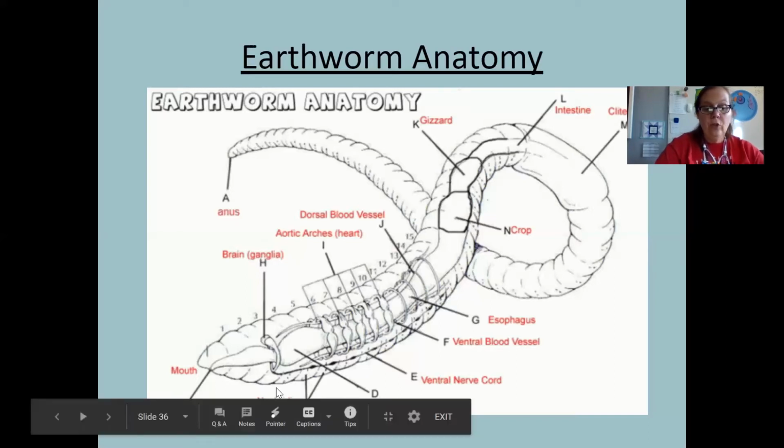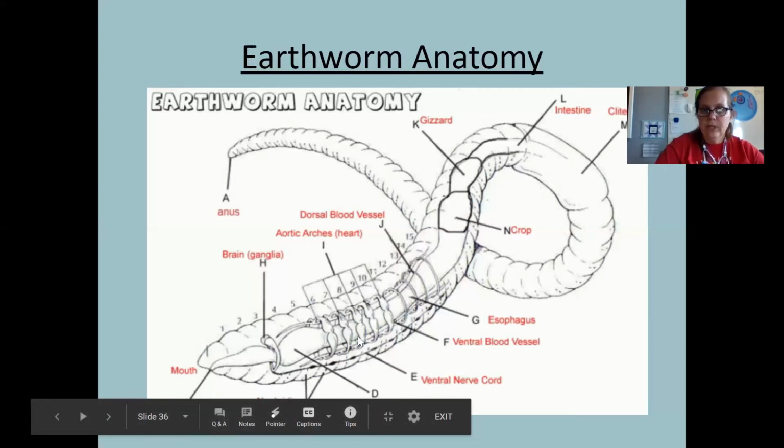For response, they have these little specialized nephridia down here, which it's a poor picture, but they are specialized cells. And then there's a ventral nerve cord that helps with response. As far as circulation goes, there is also a dorsal and ventral nerve cord here.